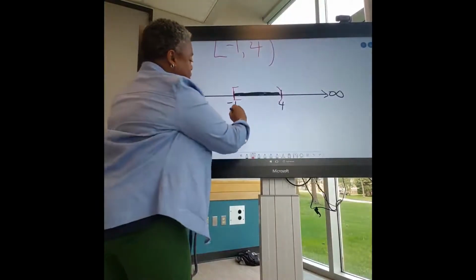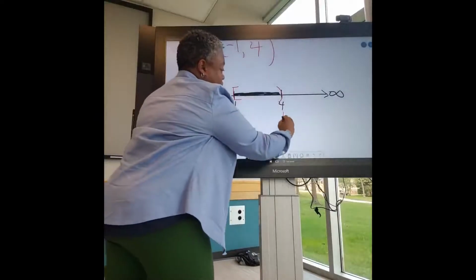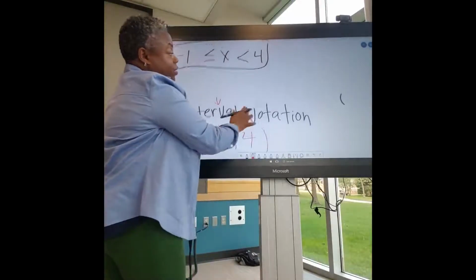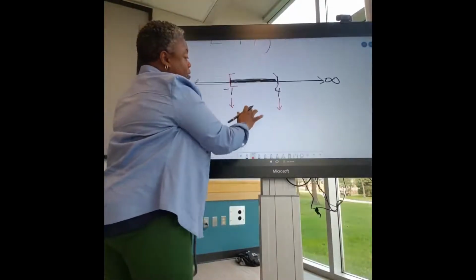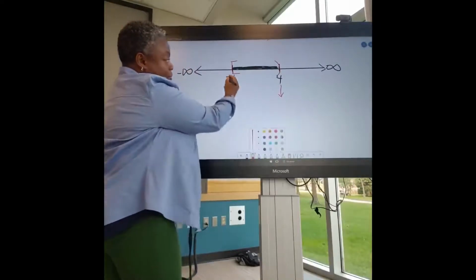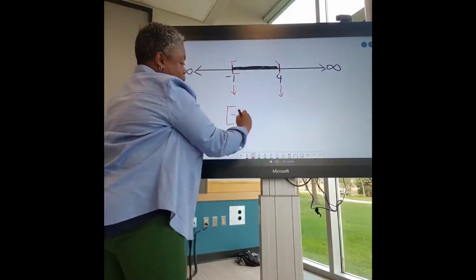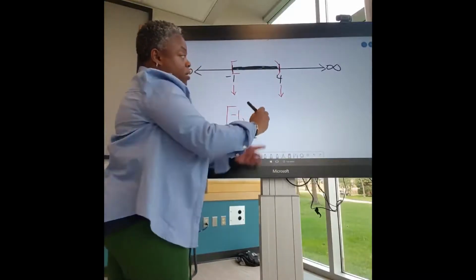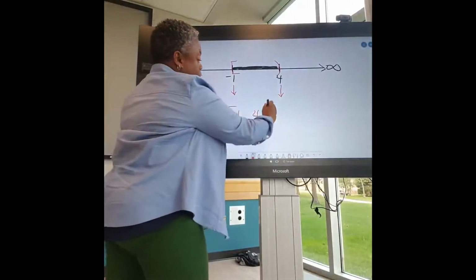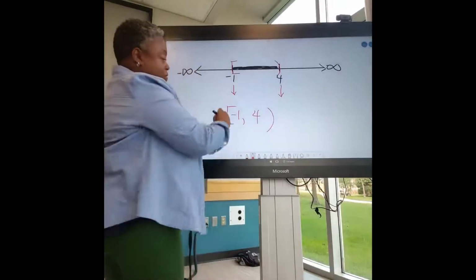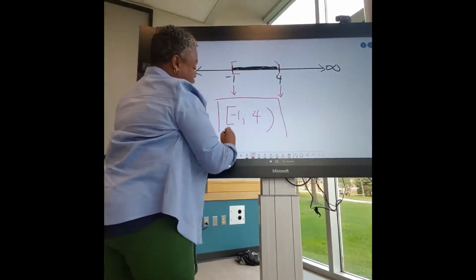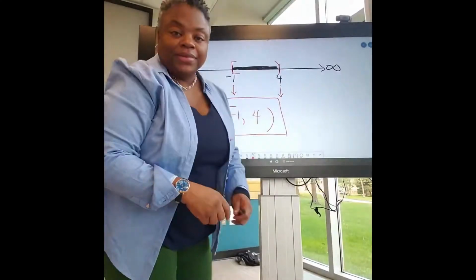And if I needed to write it in interval notation, which I did here without using a graph, I just have to write exactly what I see. I see a bracket, and then a -1, comma, 4. Let's bring down your 4, parenthesis, and then you have it in your interval notation.